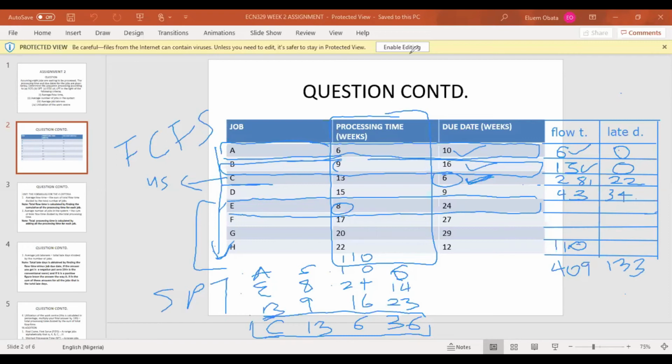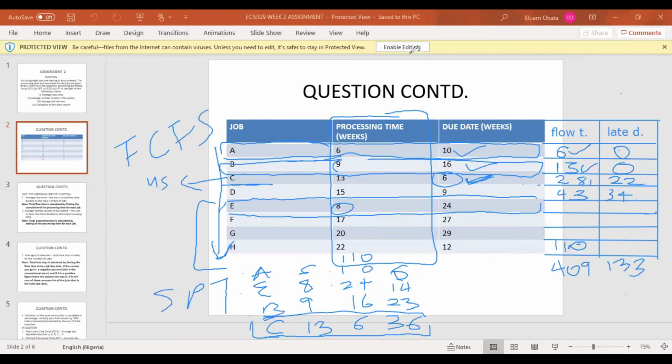I'm going to write them down. So our processing time for first come, first serve, since that's the one we are doing now. The total processing time for first come, first serve is 110. The total flow time for first come, first serve is 409. And the total late days for first come, first serve is 133, as well as the total number of jobs, as you can see. So the total number of jobs, based on A, B, C, D, E, F, G, H. H is 8, so we have 8.